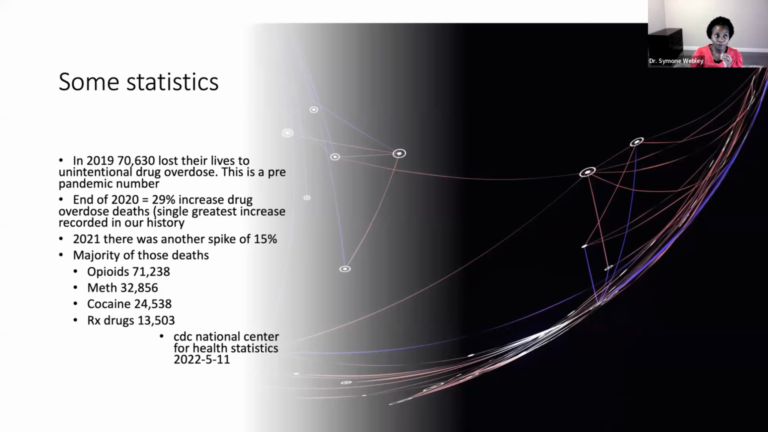And what the pandemic did was kind of mushroom or blow that up, simply because people were now inside and just had more opportunity to continue to use the drug, and sometimes no outlet to go out and do something that would take them away from getting to the drug each time. So the majority of the deaths that were seen were 71,000 in 2021 from opioids, meth was 32, cocaine 24, and then prescription drugs over 13,000.